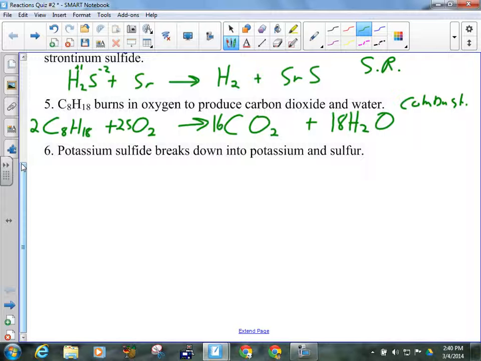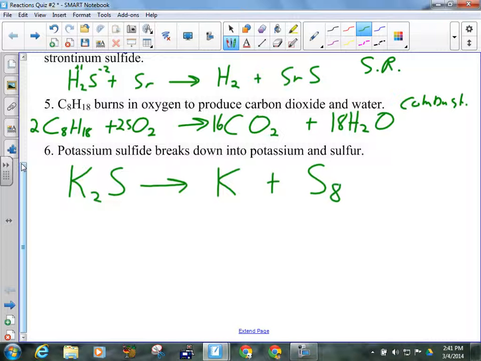Okay, and last one, potassium sulfide, K2S. Okay, breaks down into potassium, K, and sulfur. Highlighted on your periodic table as an octuplet. Comes as a set of 8 whenever it is by itself. Give them a mark if they have that written down.